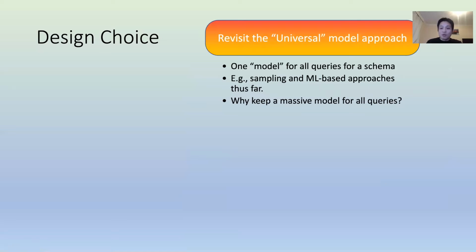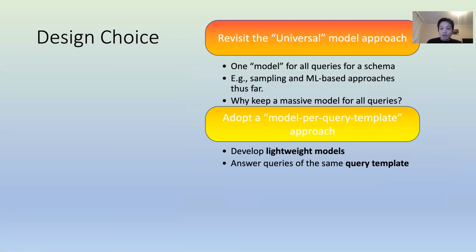We firstly revisit the universal model approach, where models or samples are generated and maintained to answer all queries for a schema. We argue that it is not a good solution to keep a massive model for all queries. Instead, we adopt a model per query template approach. We develop lightweight models to answer queries of the same query template.